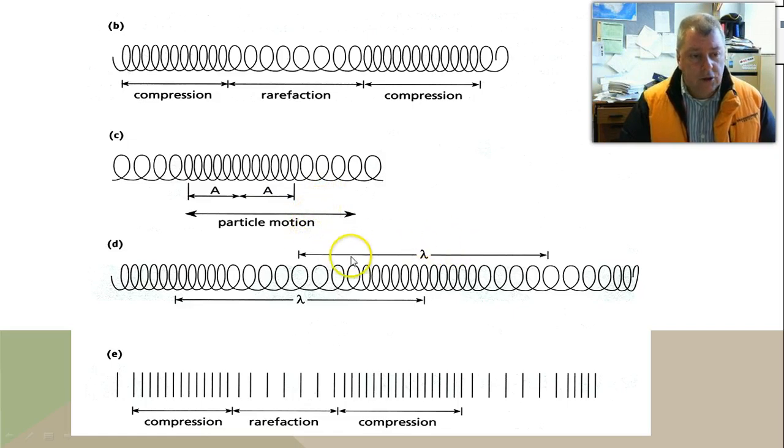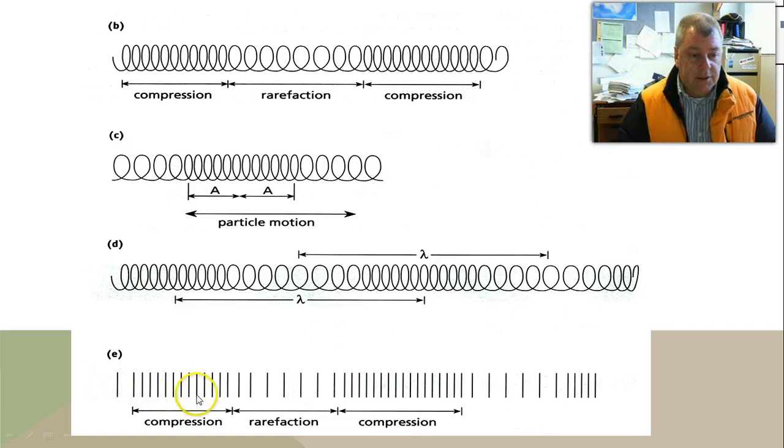Now in a longitudinal wave, again the wavelength is between particles that are in phase. So if we take the center of a compression and the center of the next compression, or the center of a rarefaction and the center of the next rarefaction, they should give us the same lengths, which would be one wavelength.